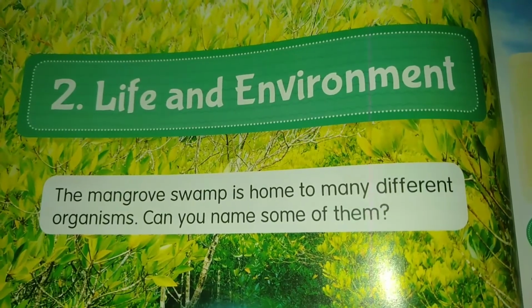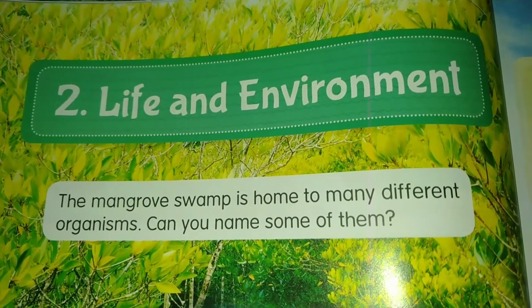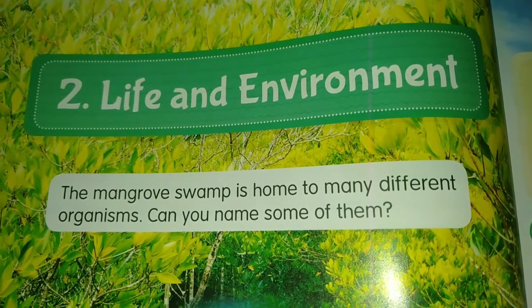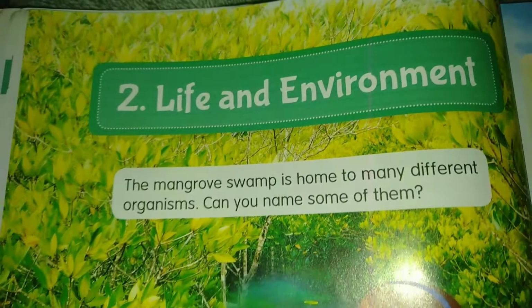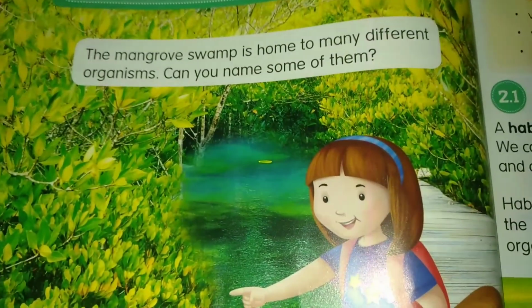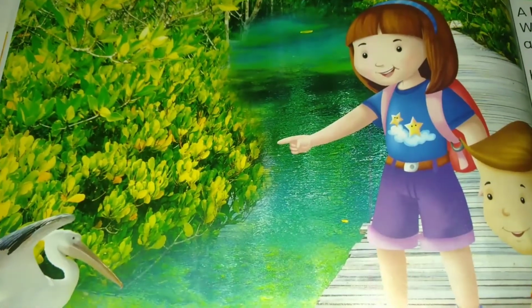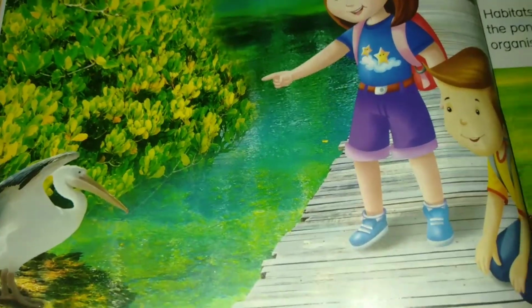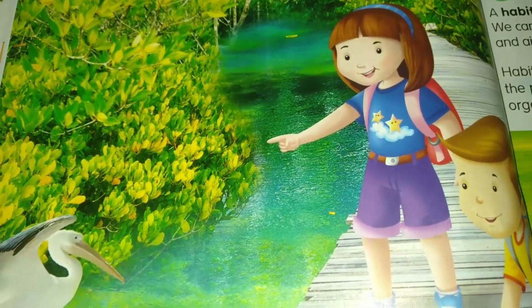Grade 3. Today we will be learning about life and environment. The mangrove swamp is home to many different organisms. Can you name some of them? So we will go here at the picture. You can see the mangrove here. That's the mangrove, the plants in the water. You see the little children here.